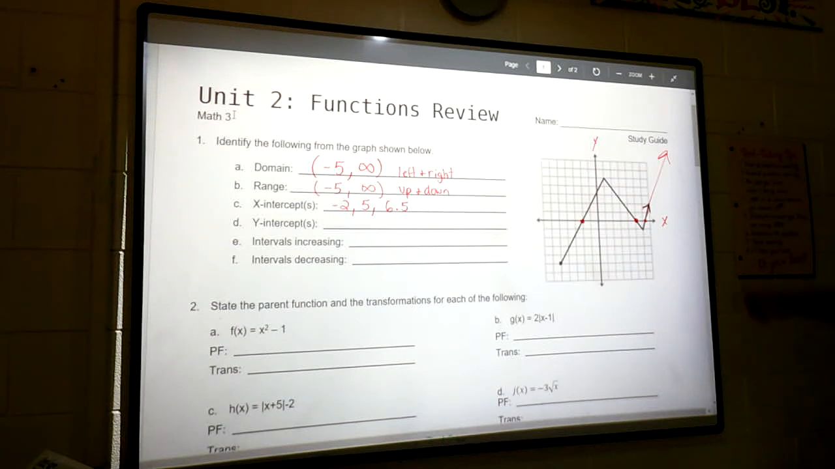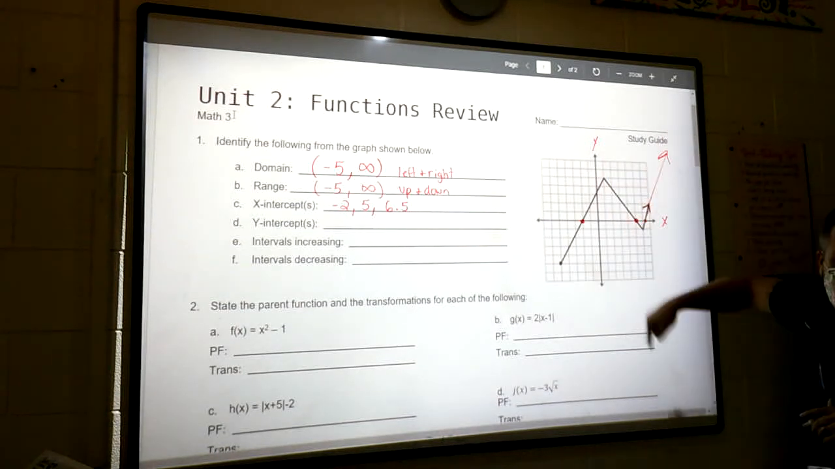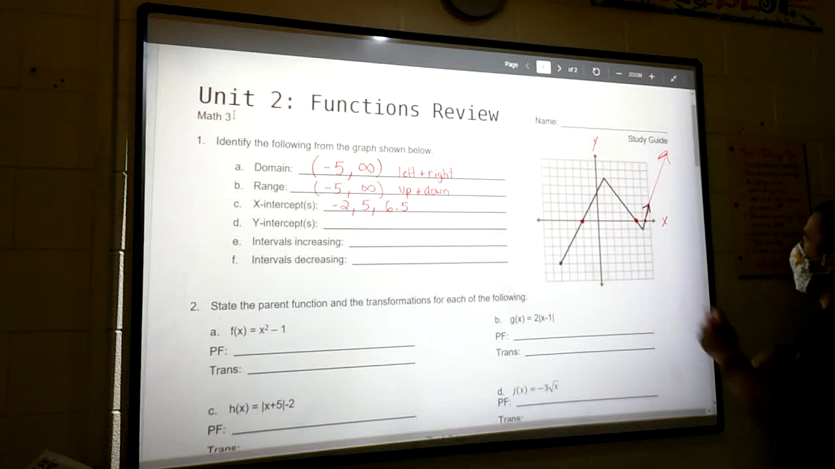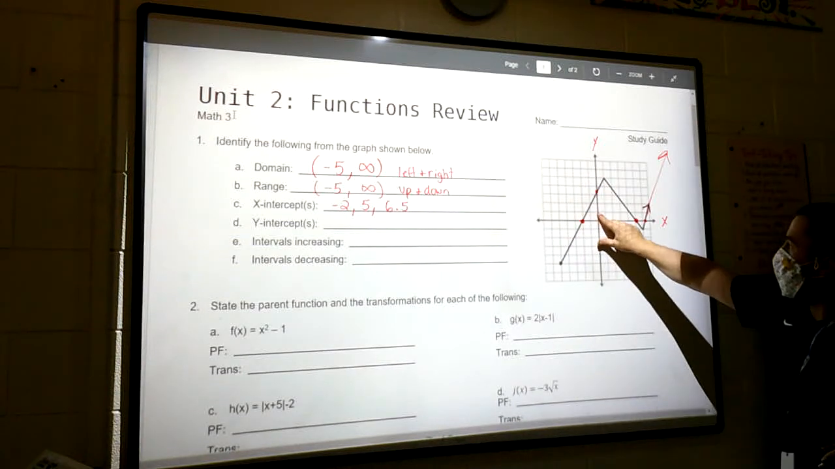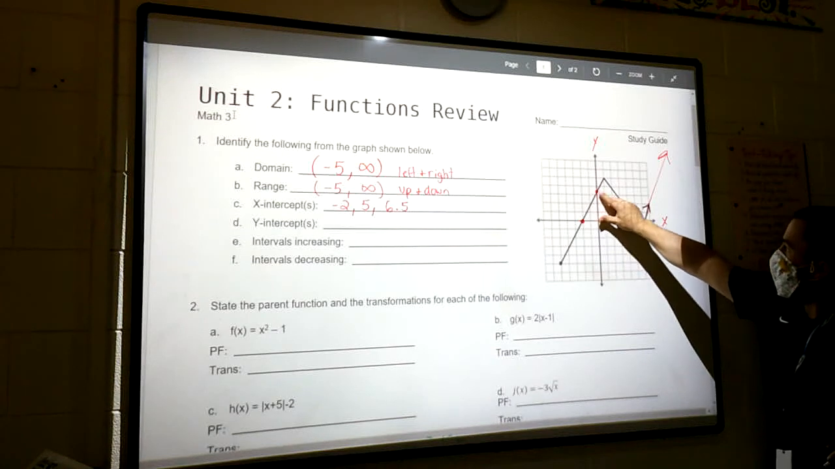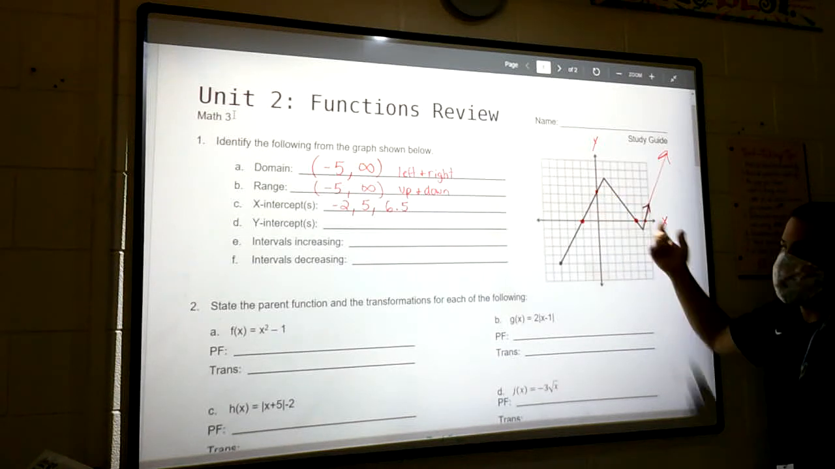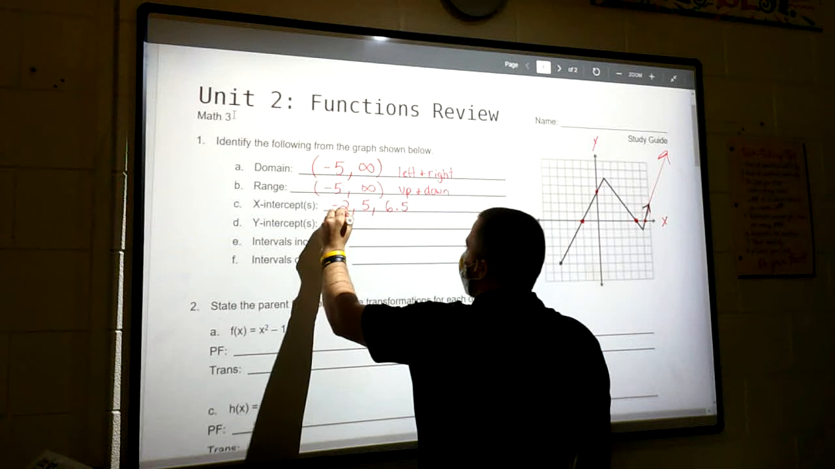The y-intercept is where it crosses the y-axis. Now, it can cross more than once, but this time it only crosses once. It looks like it's about right here. If I go up 1, 2, 3, 4, it's between 3 and 4, so we can just say 3.5. So that's where it crosses the y.